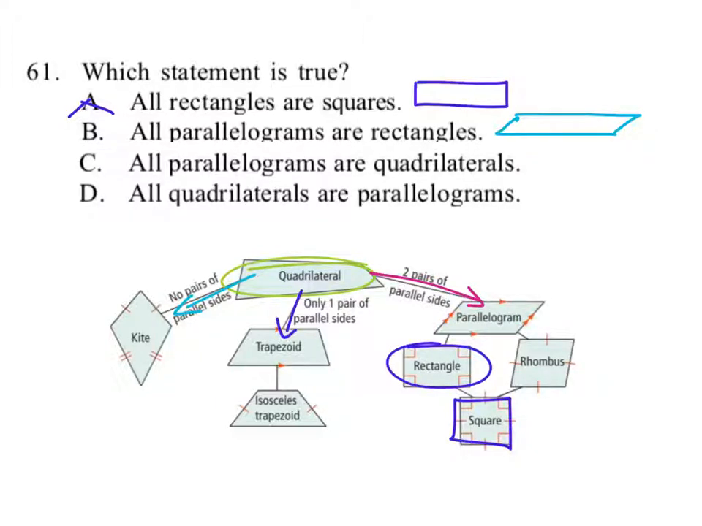All parallelograms are quadrilaterals. That is true, because the only requirement for a quadrilateral is that it's got four sides, and every parallelogram fits that. So I like it.